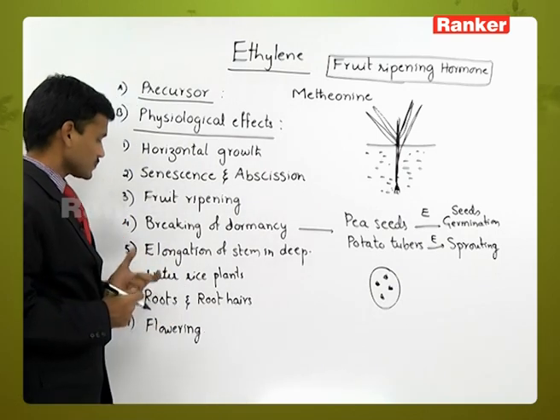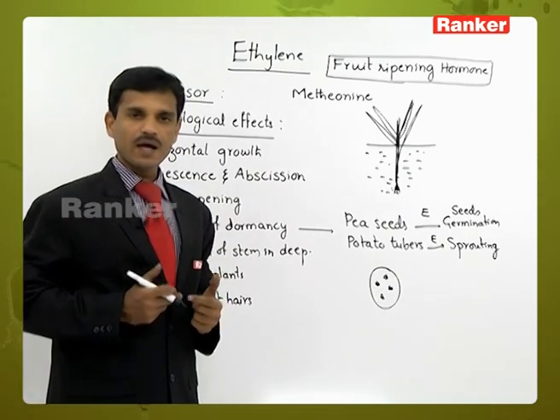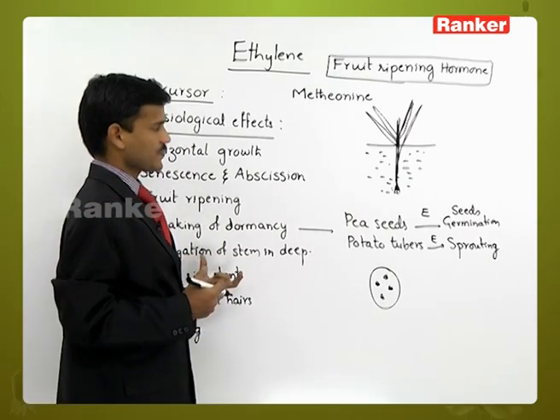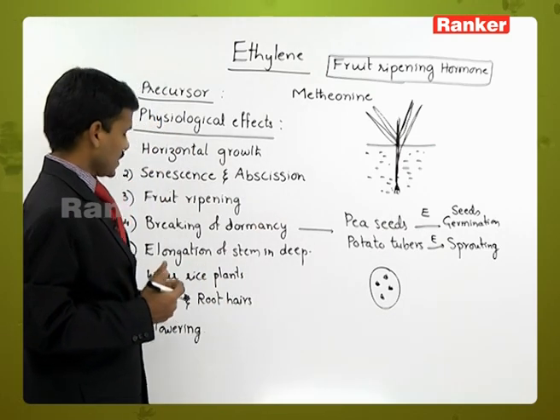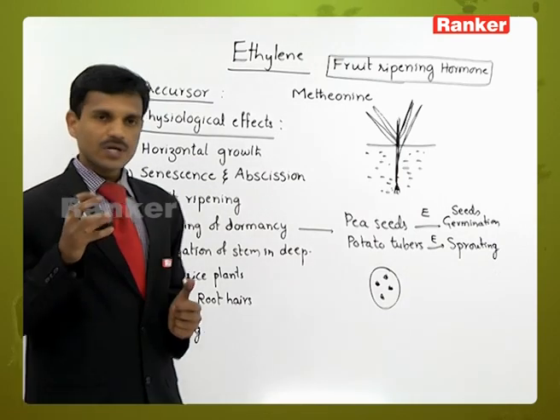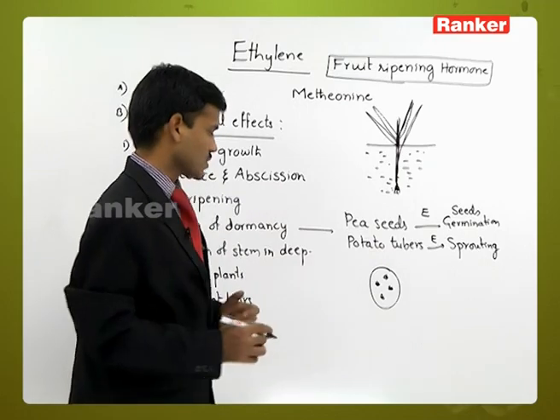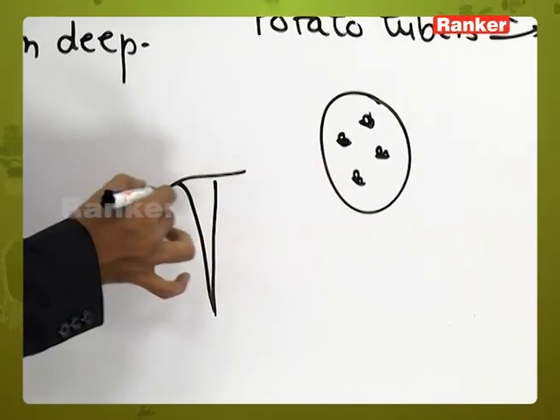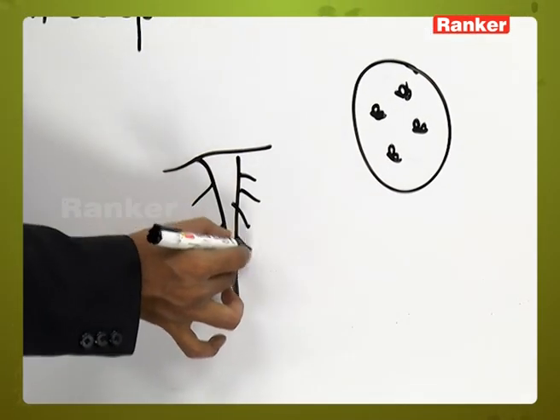So normally, the elongation of stem and the elongation of petiole in water or rice plants involves ethylene. Next one is roots and root hairs. In the root system, if the root system formation and root hairs formation are more, so the root system is having more number of root hairs. Root hairs are very small unicellular structures.